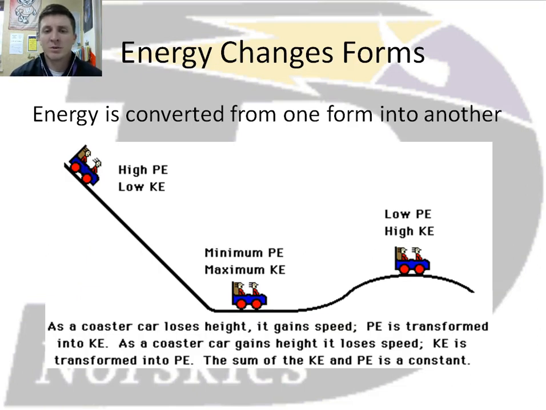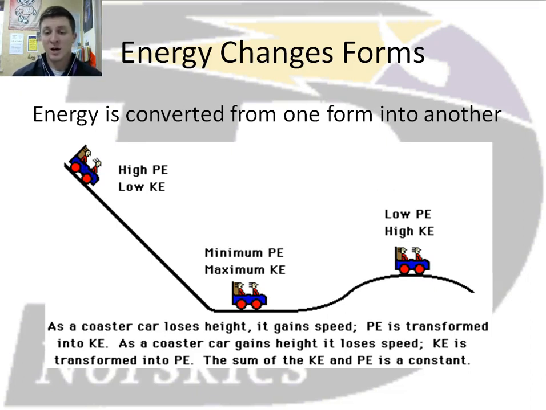Well, very simply put, energy is never lost within a system. It simply changes forms. And when we change forms, it's basically converted into that other type of energy. So if we look here, we have a roller coaster, and the picture states that as a coaster car loses height, it gains speed. And PE, which is potential energy, is going to be transferred into kinetic energy.